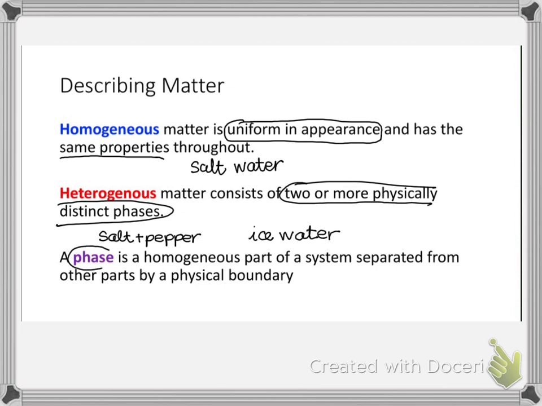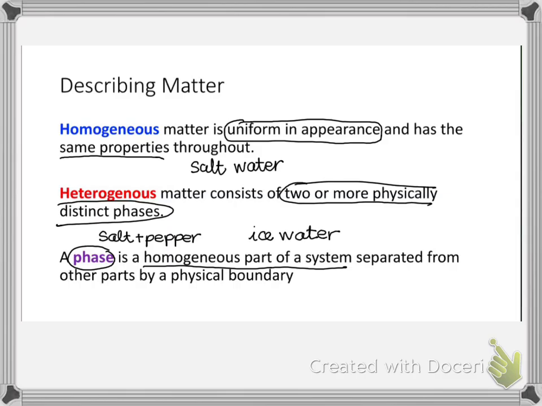We also can describe something as having a phase, and this is just a homogeneous part of a system that is separated from other parts of a system. So again, ice water would have two phases, right? It has the solid ice and the liquid water. Ice would be one phase because it's a homogeneous part, and then water would be a second phase. So a phase is just speaking about one part of a system.